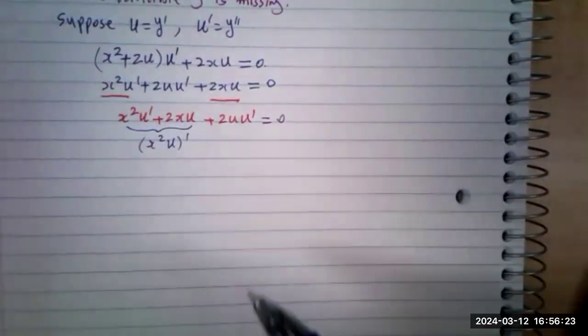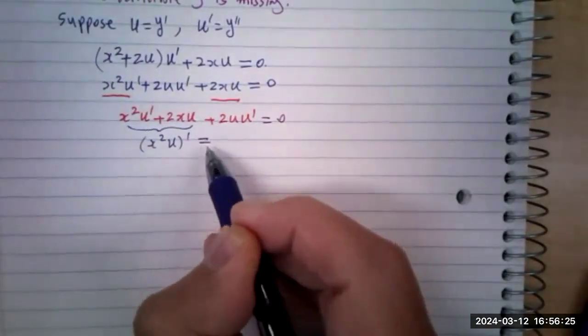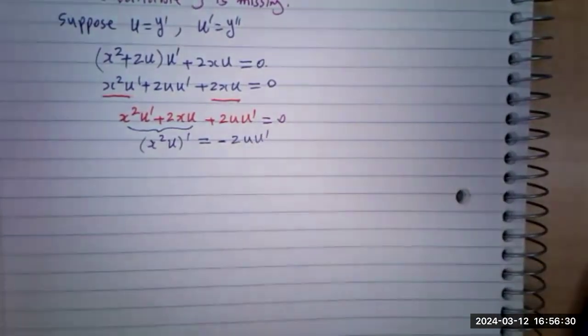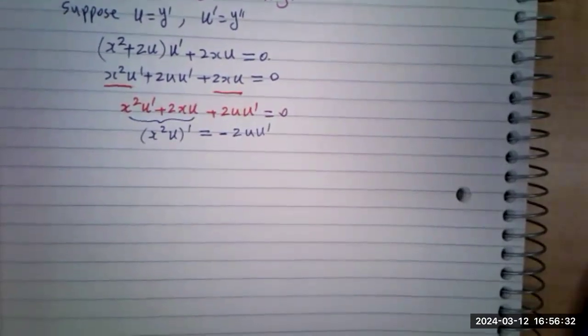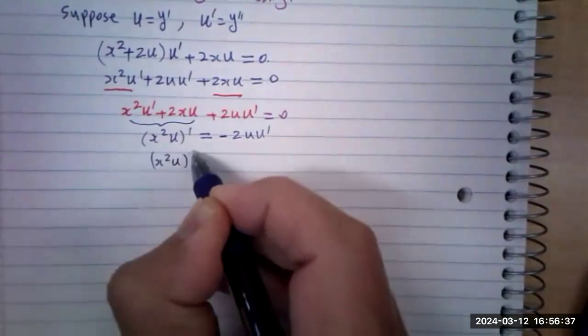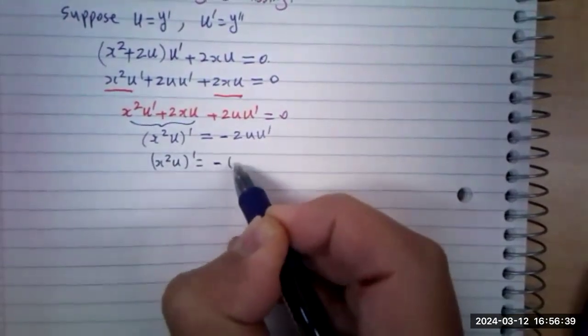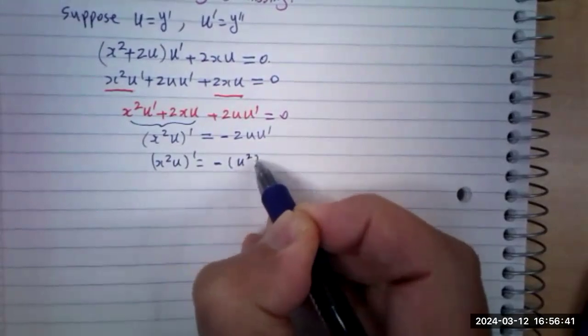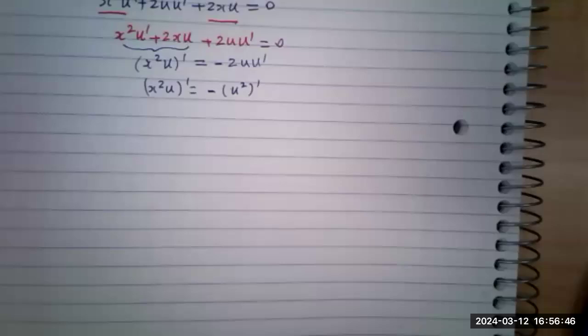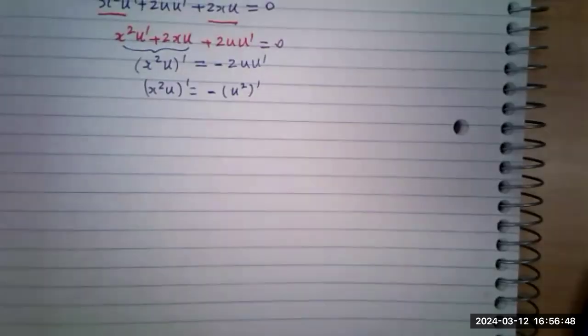If you move the other one to the other side, what is this? The derivative of the function is 2u prime. u squared. So that gives x squared u prime, and that gives you u squared prime. Where would the two go? Prime. Oh, yeah. Okay.